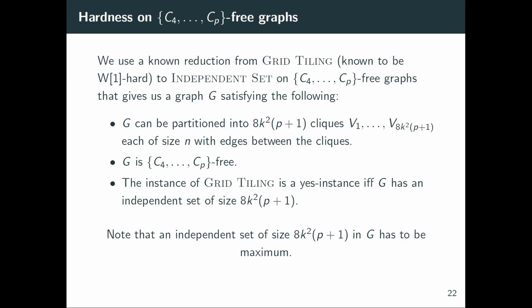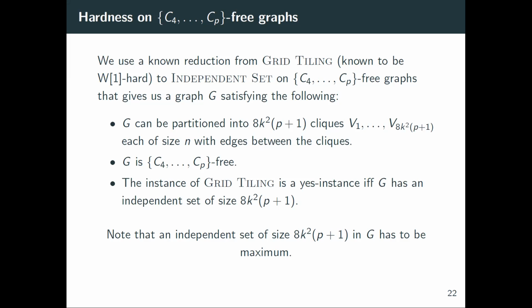So notice in this case that an independent set of size 8k squared times (p plus 1) will have to be a maximum independent set because that's how many cliques we get in the resulting graph. And that's basically the sizes that we will be working with, more or less up to some modifications. But this will allow us to basically conclude that both sliding and jumping are hard on this class of graphs.